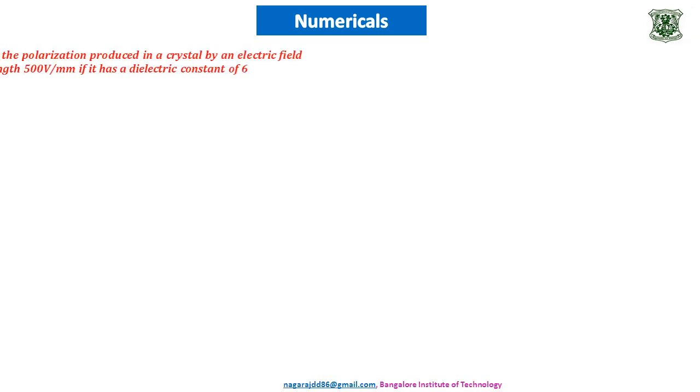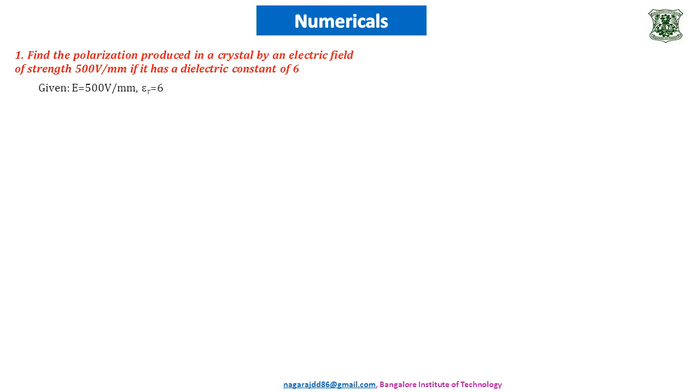Well, here is the first question. It goes like this. Find the polarization produced in a crystal by an applied electric field strength of 500 volt per millimeter if it has a dielectric constant of 6. So applied field is given, dielectric constant given, we have to find the polarization. So the data is here and the equation. P equals epsilon naught into epsilon r minus 1 into E. Just substitute for epsilon naught, epsilon r and E to get the polarization. So P comes out to be 2.21 into 10 power minus 5 coulomb per meter square.